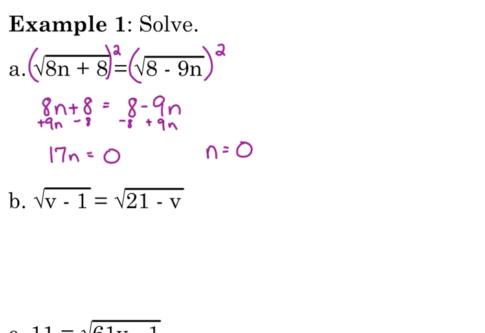And you can check it. Just plug it back into the original. 8 times 0 is 0, so I've got the square root of 8 on the left side. 9 times 0 is 0, so I got the square root of 8 on the right side. So n equals 0.